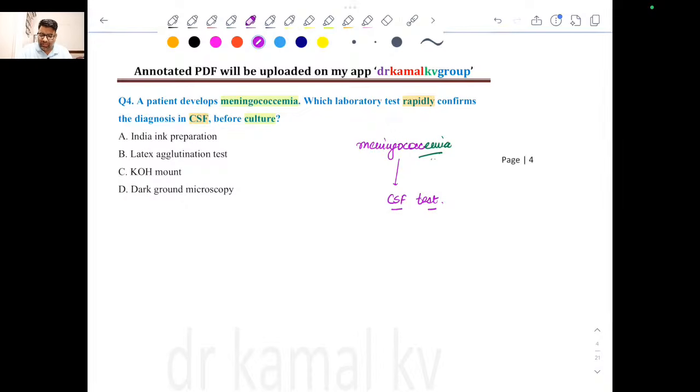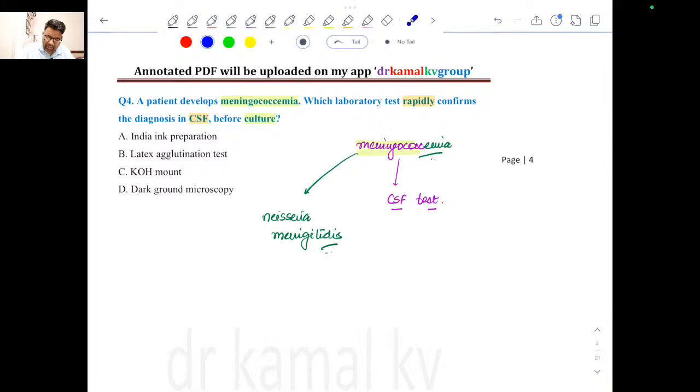So, if you exclude the options, I think you can reach up to the answer. Now, here this is classically for meningococcus, and meningococcus is what? This is Neisseria meningitidis. Clear? So, we have to choose one option which correlates with Neisseria meningitidis. Obviously, we can exclude India ink preparation because that is for Cryptococcus, right. So, option A can be excluded.